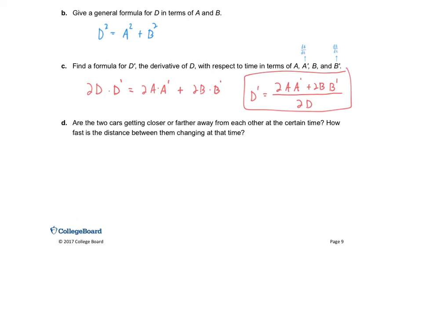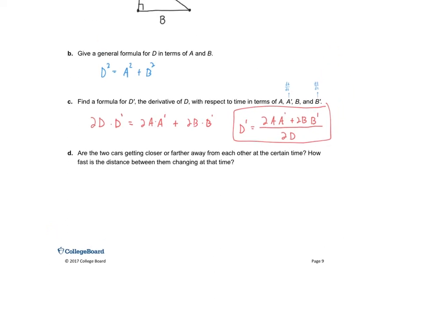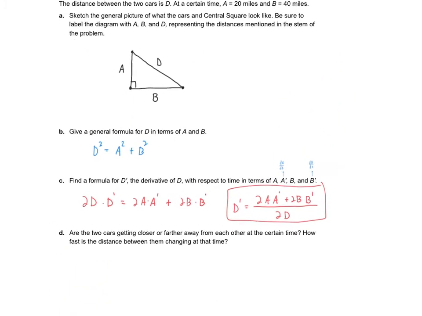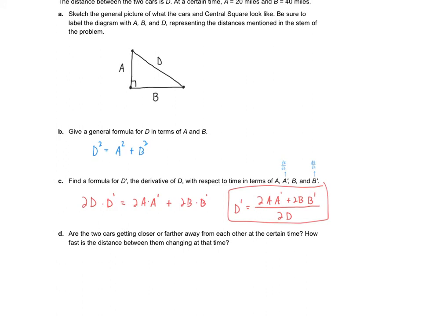Are the two cars getting closer or farther away from each other at a certain time? At that time, definitely getting farther away. As these cars go this way, this distance is increasing as they get away. So they're getting farther away.